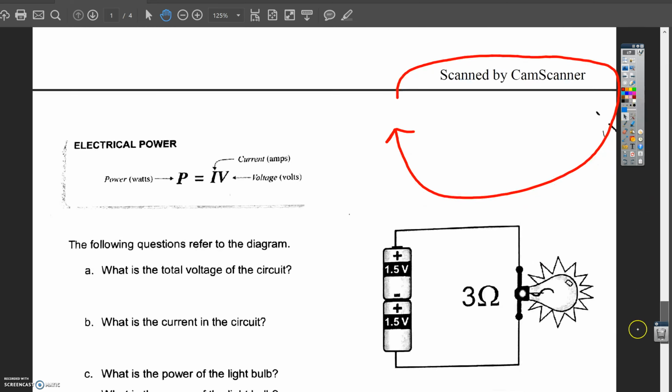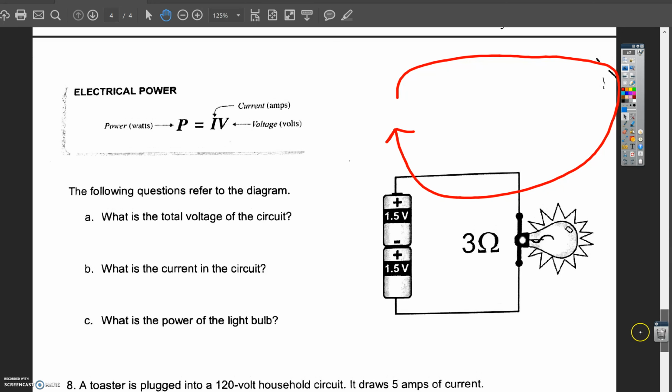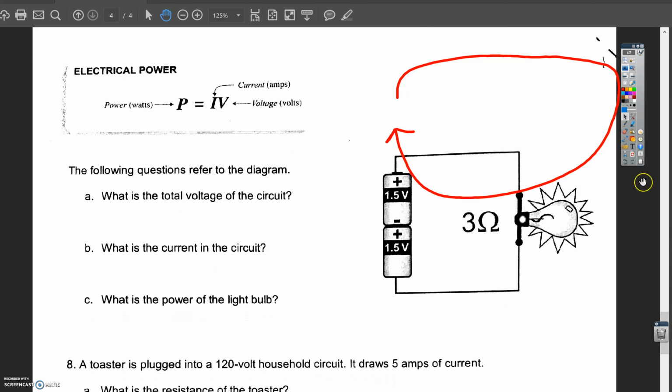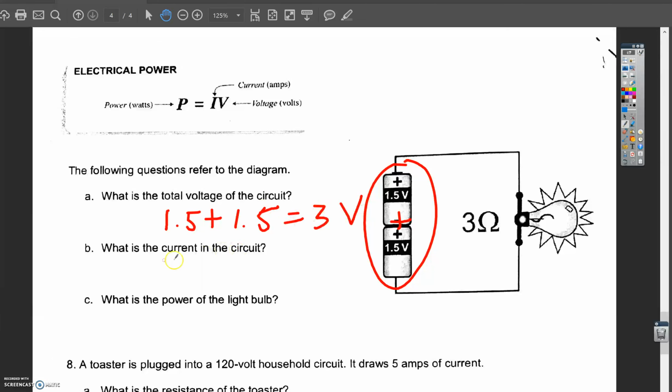And then the very back page goes over the power formula. And this is pretty self-explanatory, so I'll do the first one with you. What is the total voltage of the circuit? Remember, total voltage is just adding the voltages together. So I have 1.5 plus another 1.5. That's 3. That is 3 volts. What is the current?